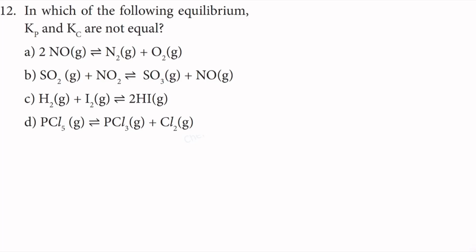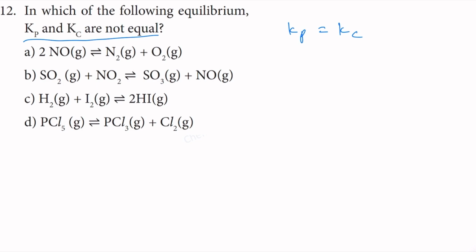Hello everyone, here is a question from chemical equilibrium. In which of the following equilibrium Kp and Kc are not equal? Kp is the equilibrium constant in terms of partial pressure and Kc is the equilibrium constant in terms of concentration.